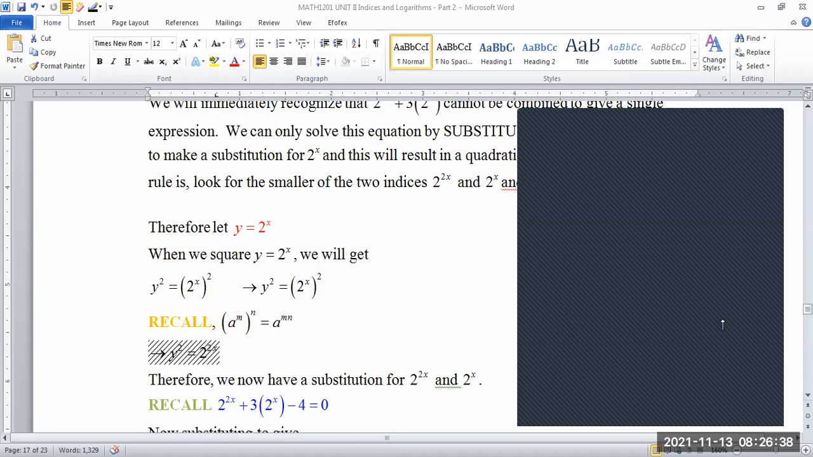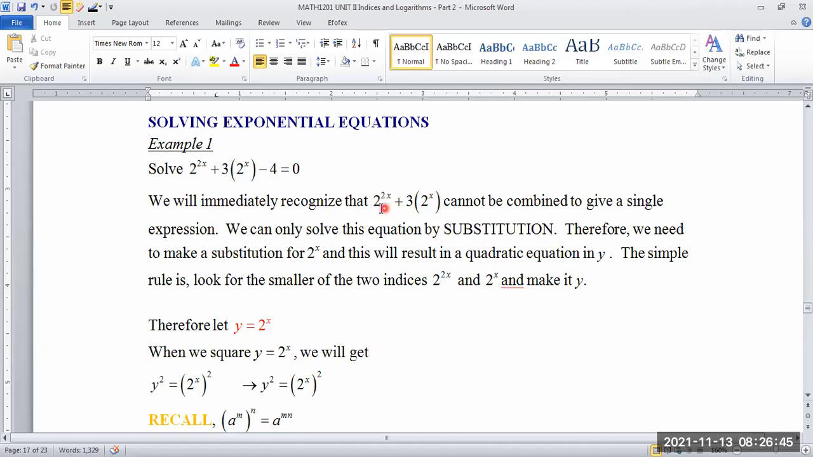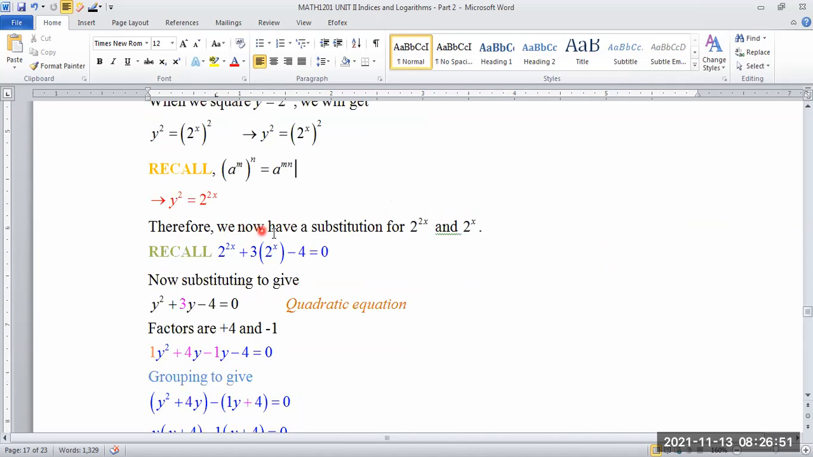So we're going to look now at the question to see if we are seeing a 2 to the 2x. Yeah, there you go. So this is 2 to the 2x, and this is now going to become y squared. Therefore, we have a substitution for 2 to the 2x and 2 to the x. So I'm recalling the question that was given, and I'm now making the substitution.